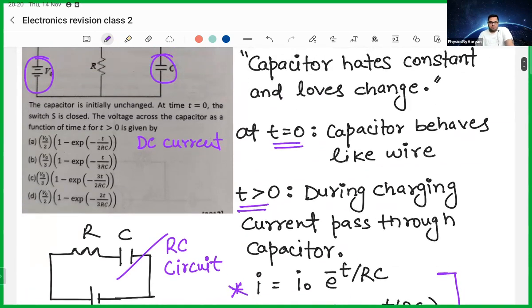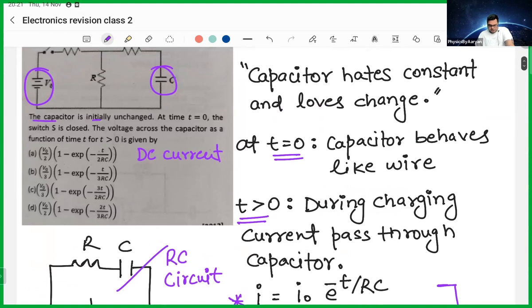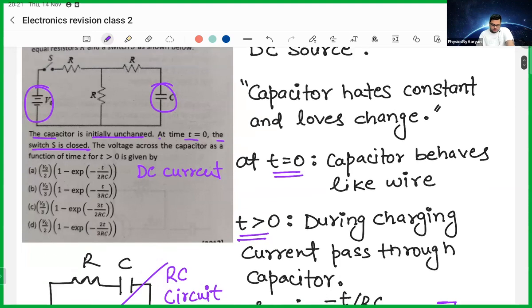But what is actually asked? So let's understand. The capacitor is initially uncharged. Okay, so initially it was not charged. It means when you connect, it will start charging up, right? That is simple. So at time t equals 0, the switch is closed. Okay, so you close the switch. Basically, you connect the device. Then they're asking what is the voltage of the capacitor as a function of time.